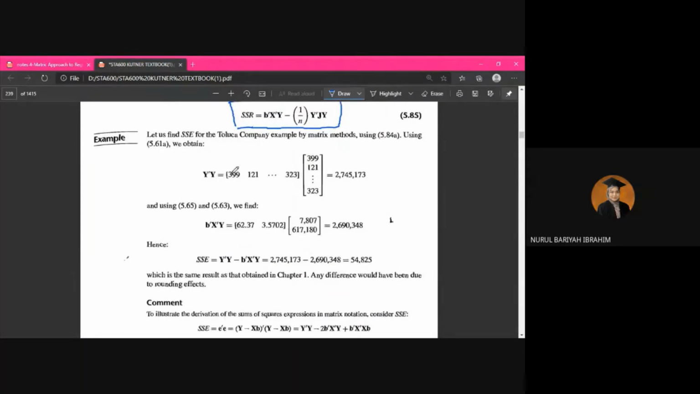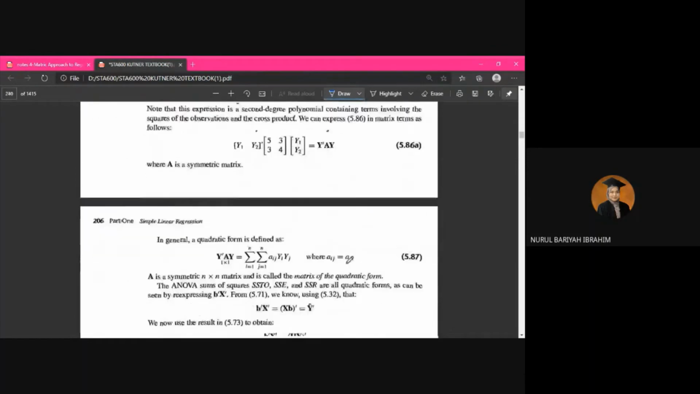To get Y transpose Y, which is the summation of yi square, this is the form, and you will get the summation of yi square. And this is the matrix of B transpose: here is the value of beta naught, here is the value of beta 1, and then here is the summation of yi, here is the summation of xy. Then you will get this value, and we use these two values to subtract, so you will get the value of SSE.